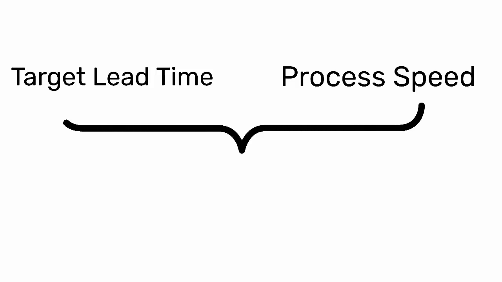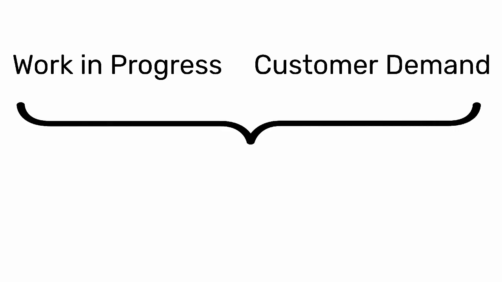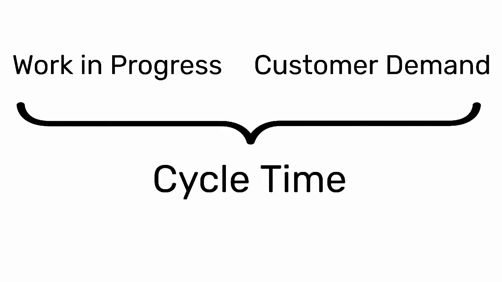You can also use it for line design. If you know your target lead time and your process speed, you can calculate the amount of work in progress you should allow to achieve smooth flow. Or if you know your work in progress and your customer promise, you can calculate the cycle time that each operation must meet. Little's Law is not a forecasting tool.